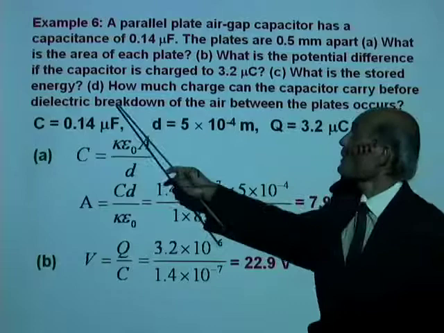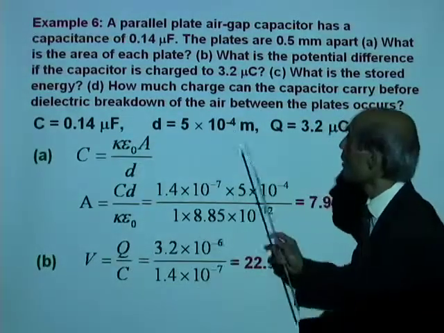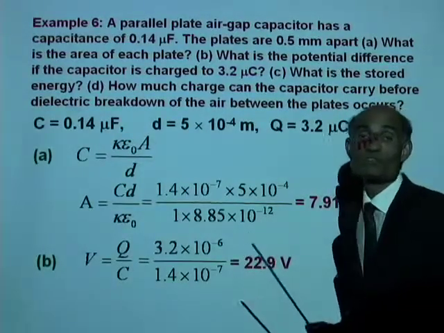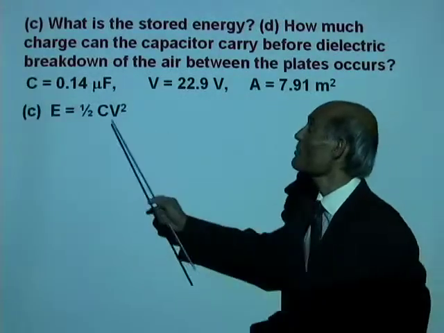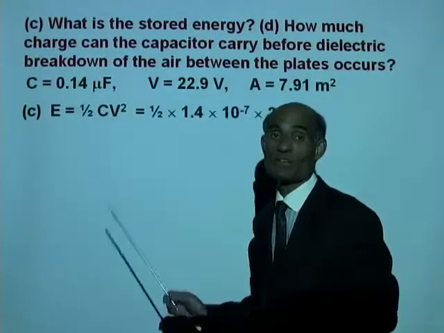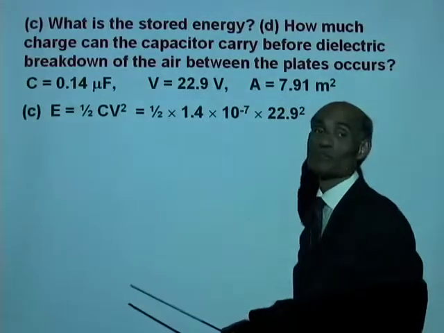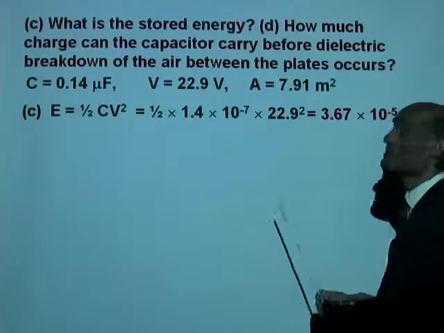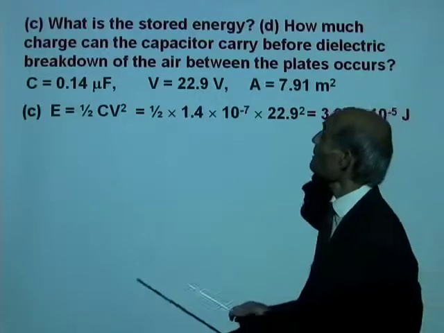What is the stored energy in the capacitor? You know the value of C, you know the value of V, the stored energy is 1/2 CV squared. And using the values of C and V, we get the stored energy is 3.67 times 10 to the negative 5 joules.